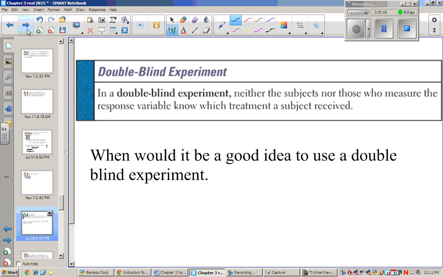Now, when you're doing an experiment, one thing to think about is sometimes it helps for the experiment to be double blind, where neither the subject nor the person who's measuring the response knows which treatment the subjects receive. Now, when is it a good idea to do this? There should be a question mark.